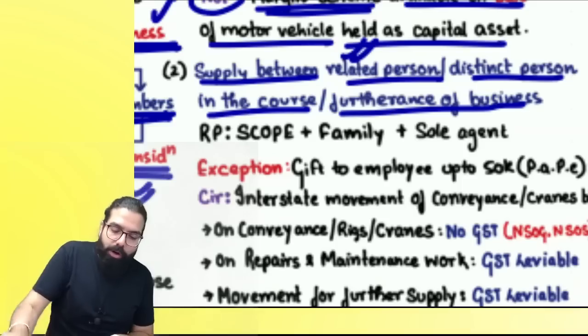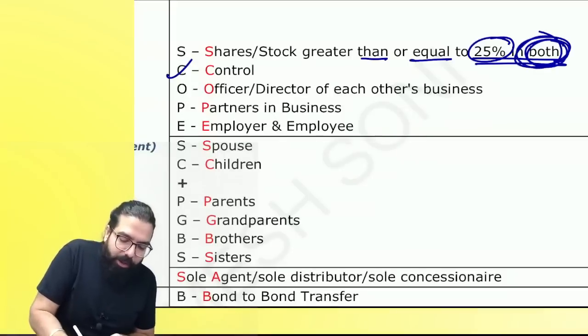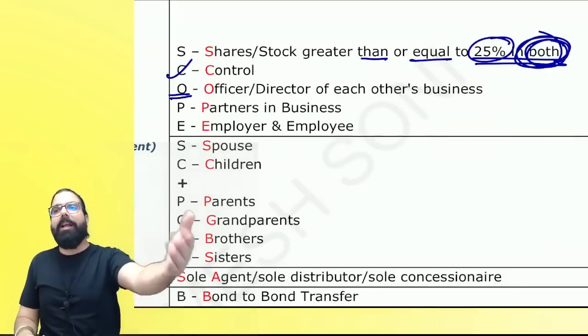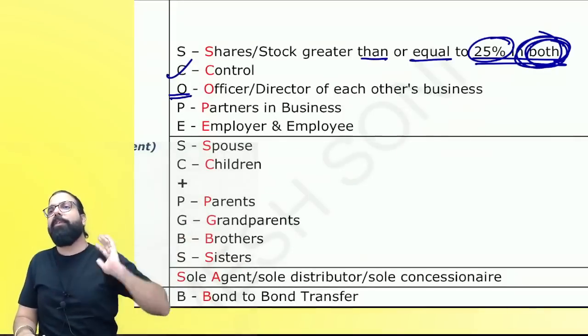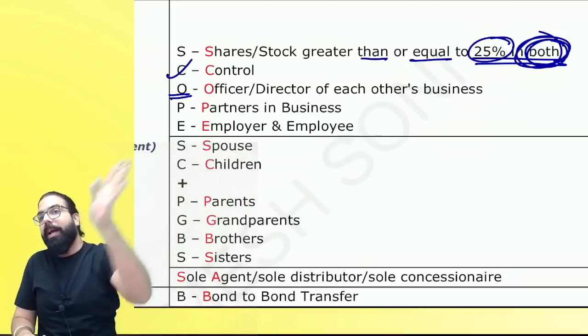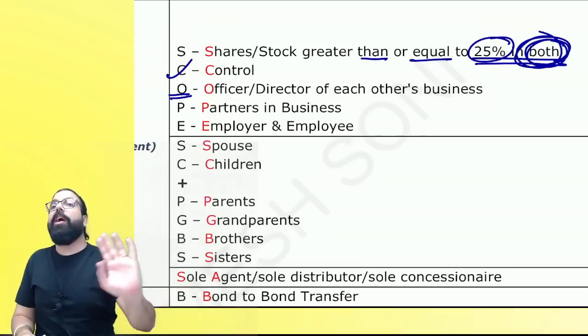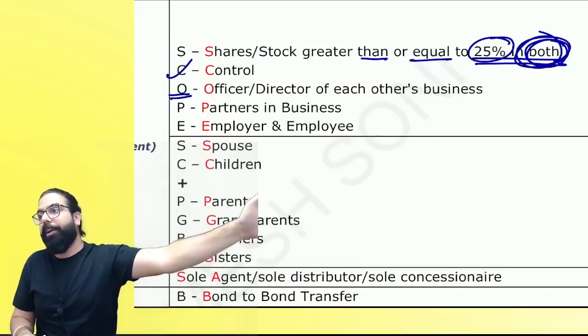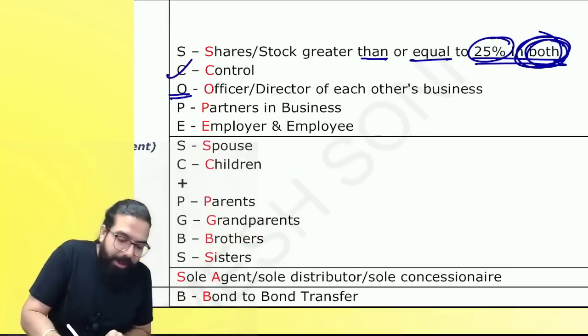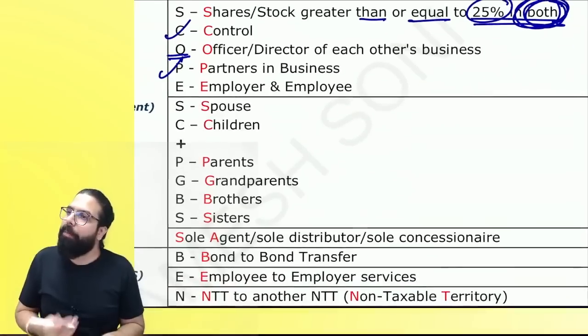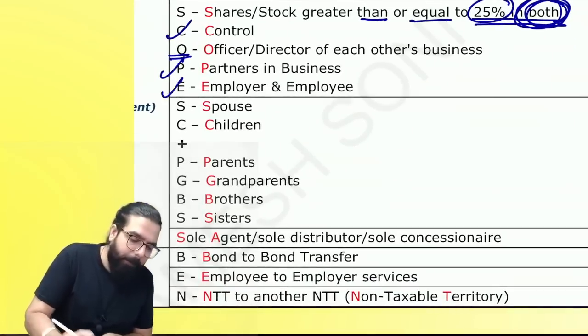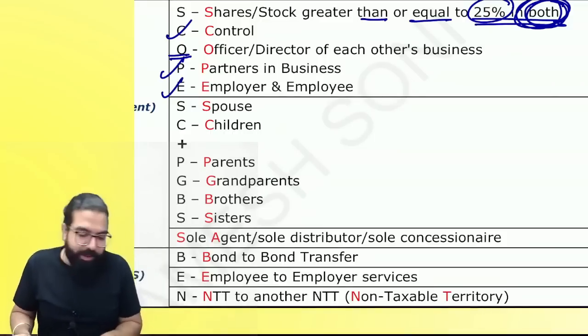So C for control. Then the next one over here is officer or director of each other's business. I am a director in your business, you are an officer in my business, we both are related. Sham is a director in Ram Limited, Ram is a director in Sham Limited, Ram and Sham are related. Are we clear? P for partners. Partners in business. My partners are always my related persons. Employer and employee are always related persons.